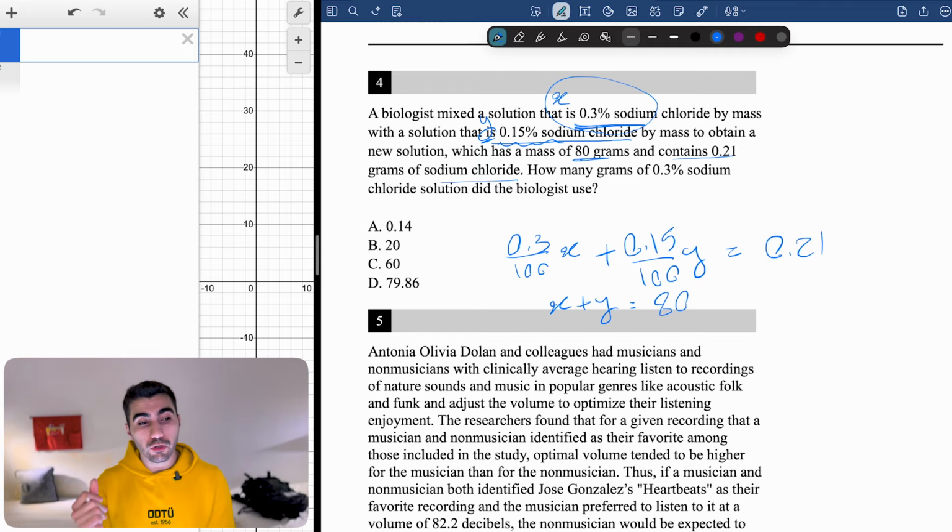So basically, this word problem gives us two equations, and now we have a system of equations which we can plug into Desmos and just see the intersection point and see what we are looking for. We're looking for how many grams of 0.3% sodium chloride was used. So basically, we're looking for the value of x, right? So let's plug this into Desmos.